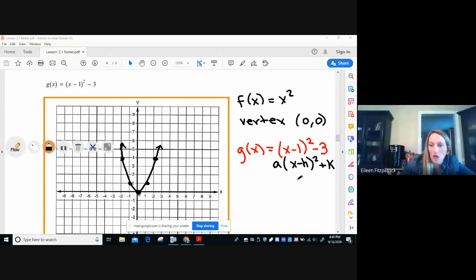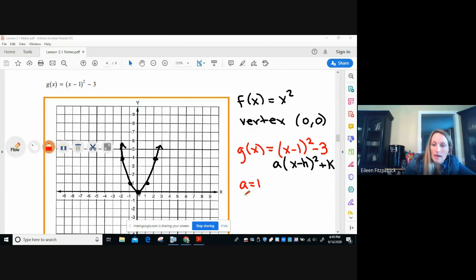Okay, so let's talk about a, h, and k. For the new function, the a value is just a 1. There's no number written out front. That means it's automatically a 1. So a is equal to 1.